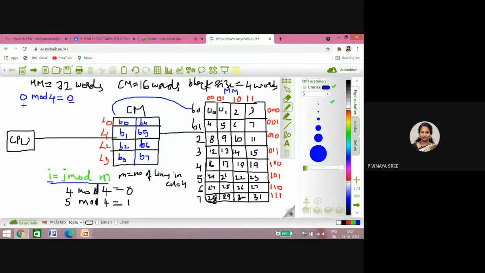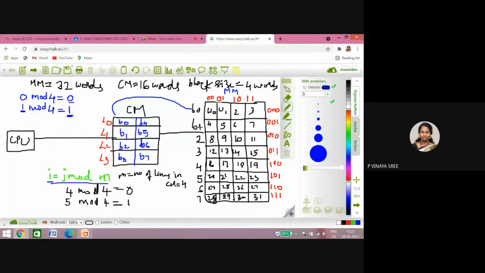Next block 0 is completed. Next we'll be going for block 1. So 1 mod 4, you will be getting 1. That indicates what? The block 1 from main memory has to be placed in which line? In cache line number 1.